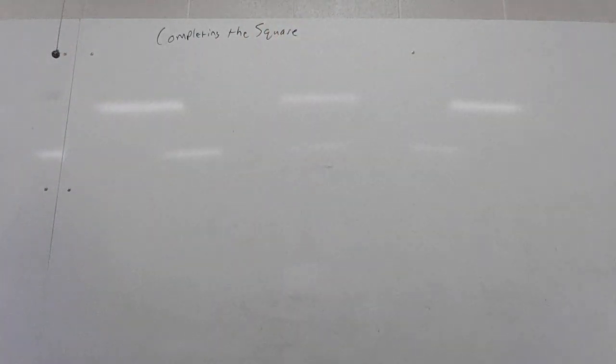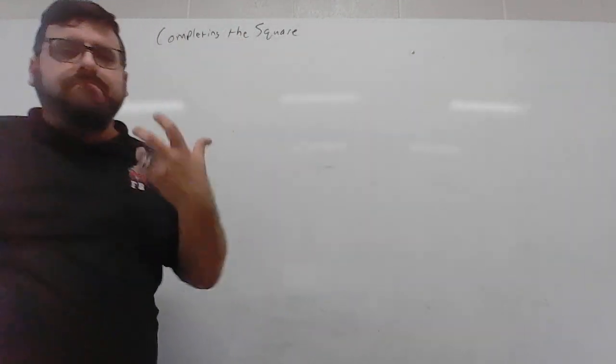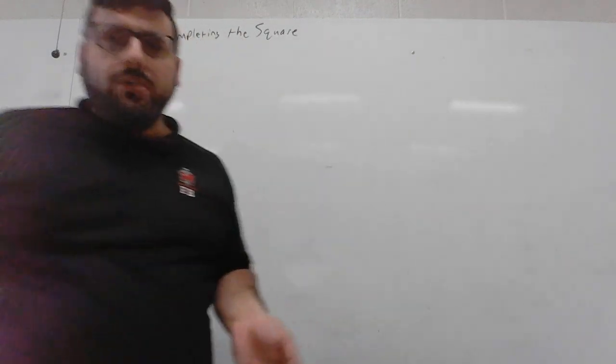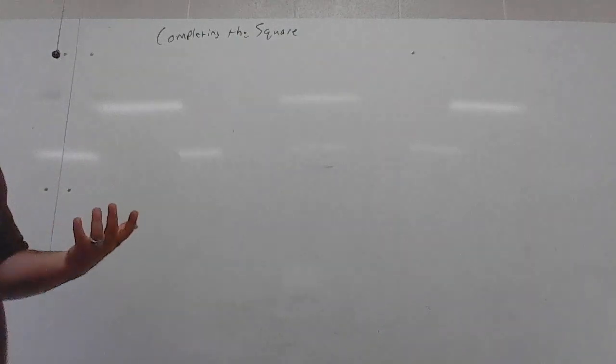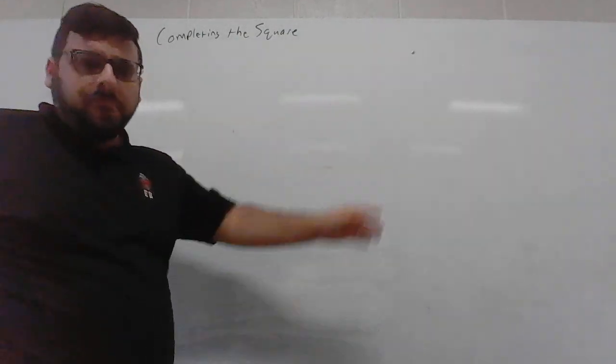I'm going to take a quadratic function that is not a perfect square trinomial and make it into a perfect square trinomial. So when we start the process, we have a quadratic equation equals some number.